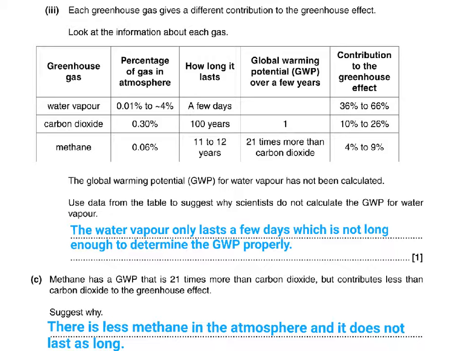Okay, so the global warming potential for water vapour has not been calculated. Use data from the table to suggest why scientists do not calculate the global warming potential for water vapour. Well, the main reason is because we can see from the table that for water vapour it only lasts a few days, and we can see up here that with the global warming potential you need to monitor it over a few years. So my answer is that the water vapour only lasts a few days, which is not long enough to determine the GWP properly.